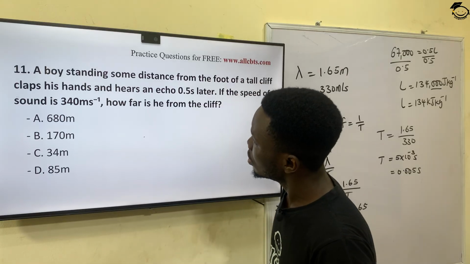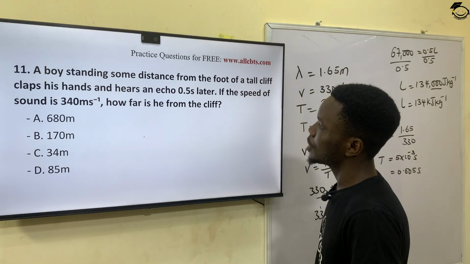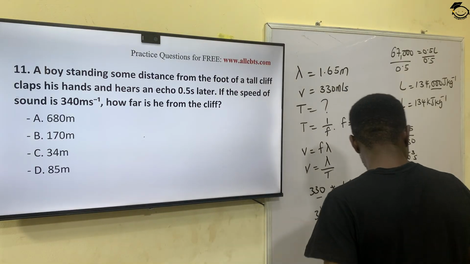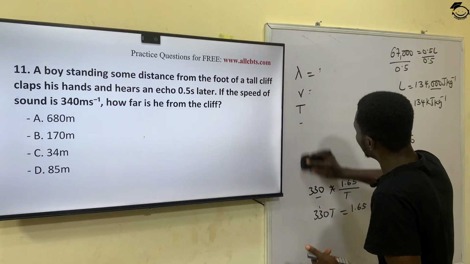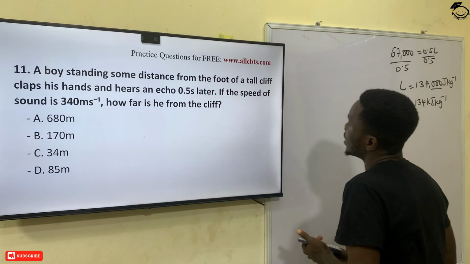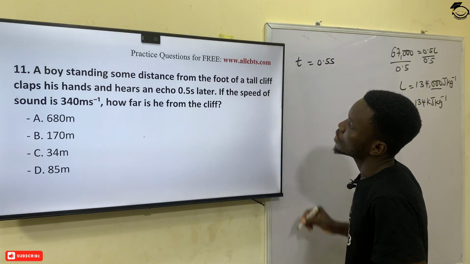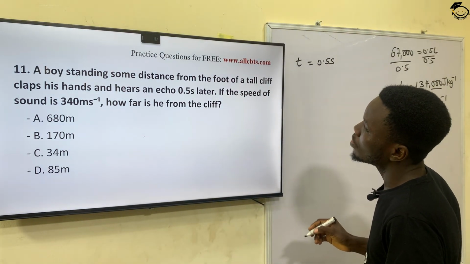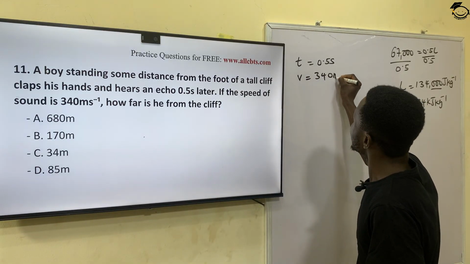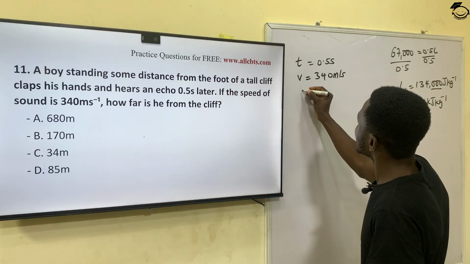Moving on to the next question. It says, a boy standing some distance from the foot of a tall cliff claps his hands and hears an echo 0.5 seconds later. So this question is based on echo. He hears the echo 0.5 seconds later. If the speed of sound is given as 340 meters per second, how far is he from the cliff? So we are looking for his distance from the cliff.